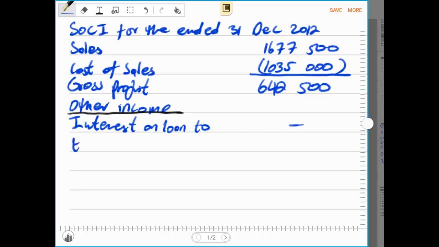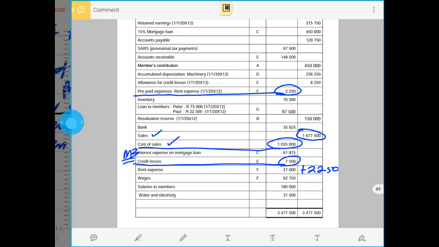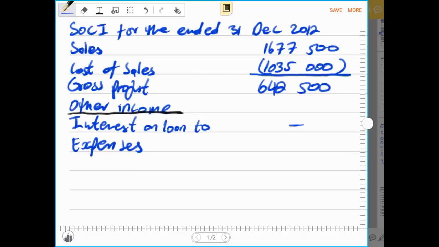Then we go to expenses, and we record our expenses as they appear in the trial balance. Remember, interest expense on a loan will be after all the expenses, as a finance cost. So that will be the last one. Just take note of that so that we don't forget. The first one is the credit losses, and the credit loss amounts to 7,500 rands.